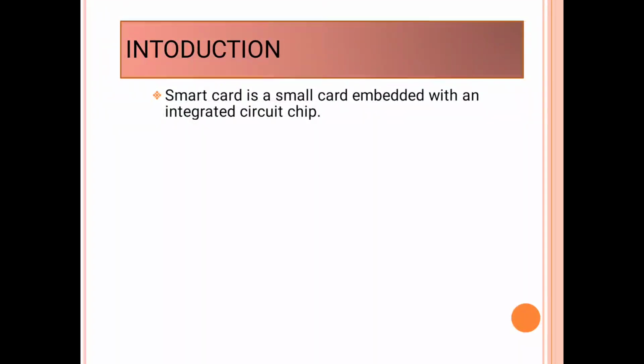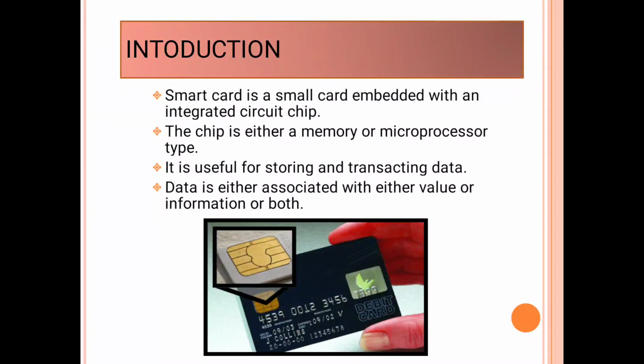Smart card is a small card embedded with an integrated circuit chip. As we can see in the picture, a small chip of golden color is the smart chip in the card. The chip is either memory or microprocessor type. It is useful for storing and transacting data. The data can be in the form of value, information, or both.